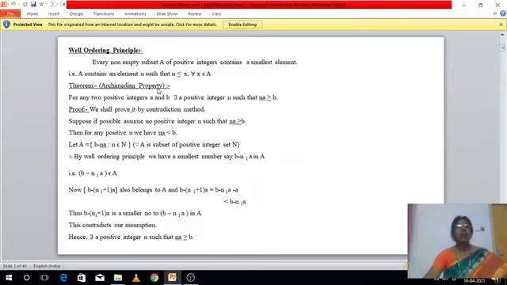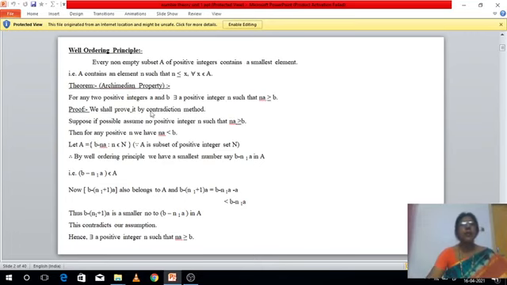This theorem is also called the Archimedean property. For any two positive integers a and b, there exists a positive integer n such that na is greater than or equal to b. So you observe here, the statement is: let a and b be any two positive integers. Then there exists another positive integer n such that na is greater than or equal to b.